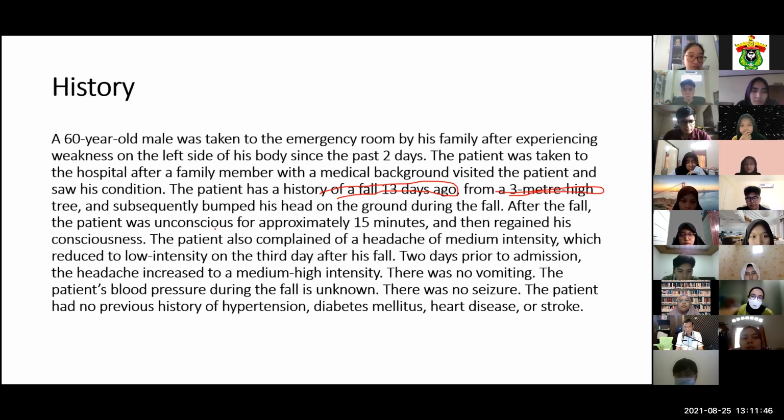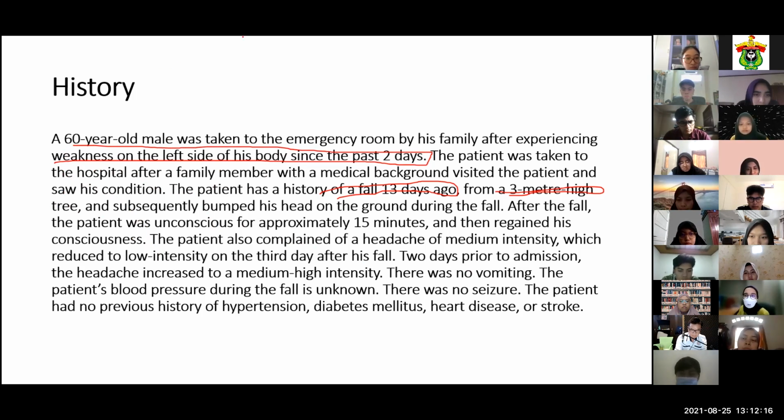And the weakness just showed up after maybe 2 weeks after that. So there is an interval after the trauma. Okay, so that's something very important, and you've picked up on that. The fact that the patient fell 13 days ago, but his weakness only presented about 2 weeks later. So that is a very important point, and it's good that you have caught onto that fact.